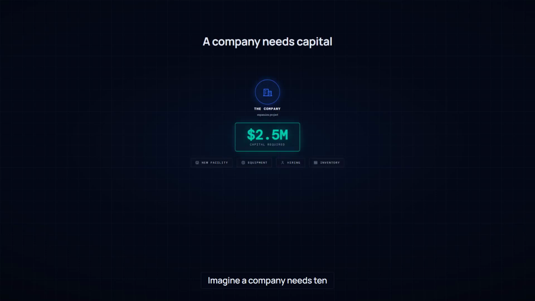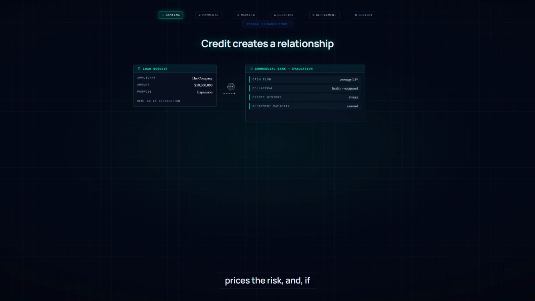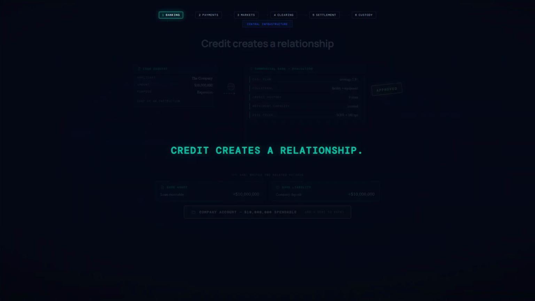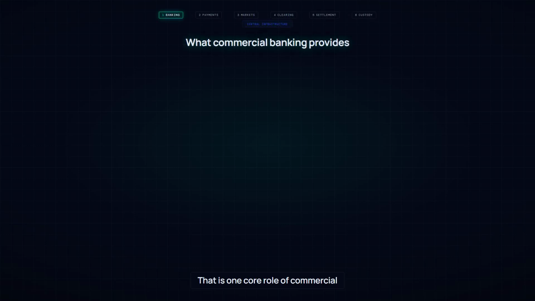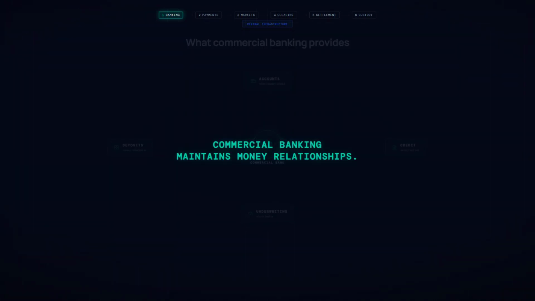Imagine a company needs $10 million to expand. It can ask a commercial bank for a loan. The bank evaluates the company, prices the risk, and, if approved, records a loan that the company must repay. The company receives spendable funds in its account. That is one core role of commercial banking: providing accounts, collecting deposits, evaluating borrowers, and creating credit.